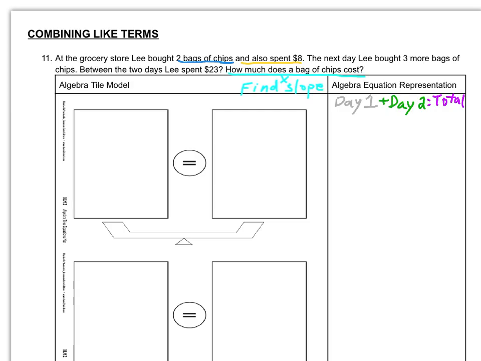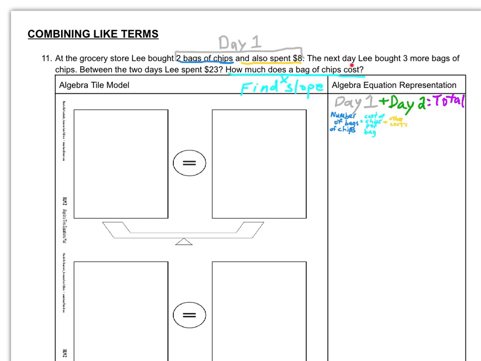So just like we were finding slope in the previous problem of finding what the cost was per person to go to the pool, we're finding the same idea. This is the cost per bag of chips. So day 1 is really number of bags of chips times the cost per bag plus our other costs for the day, and that's all day 1.